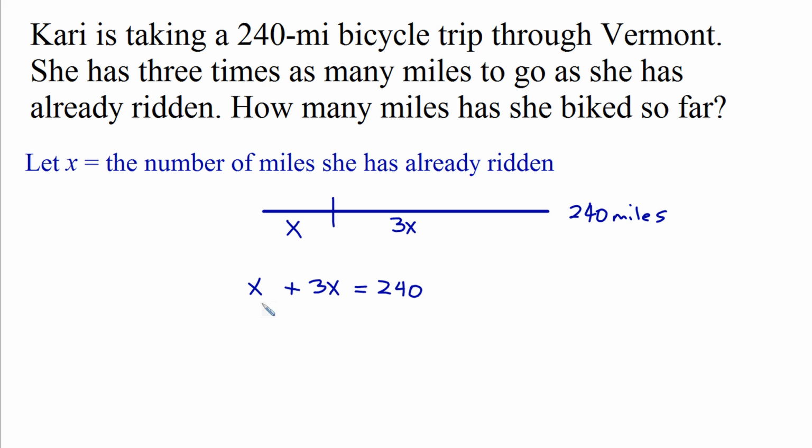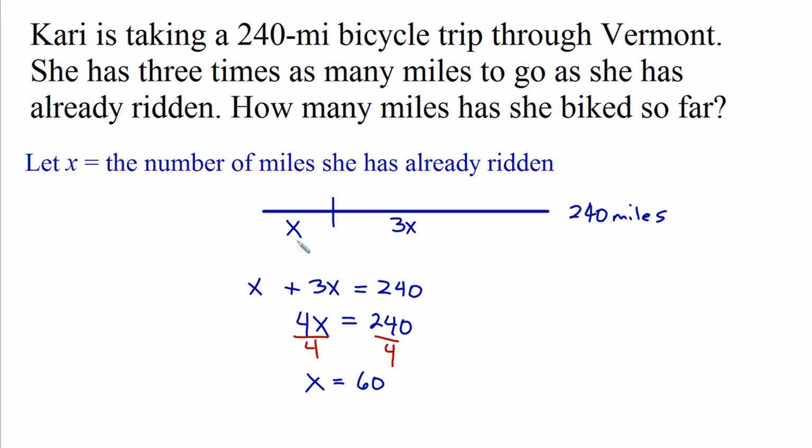Well, on the left we have like terms. We have x plus 3x, which gives us 4x is equal to 240. To isolate x, we need to divide both sides by 4. This gives us x is 60.